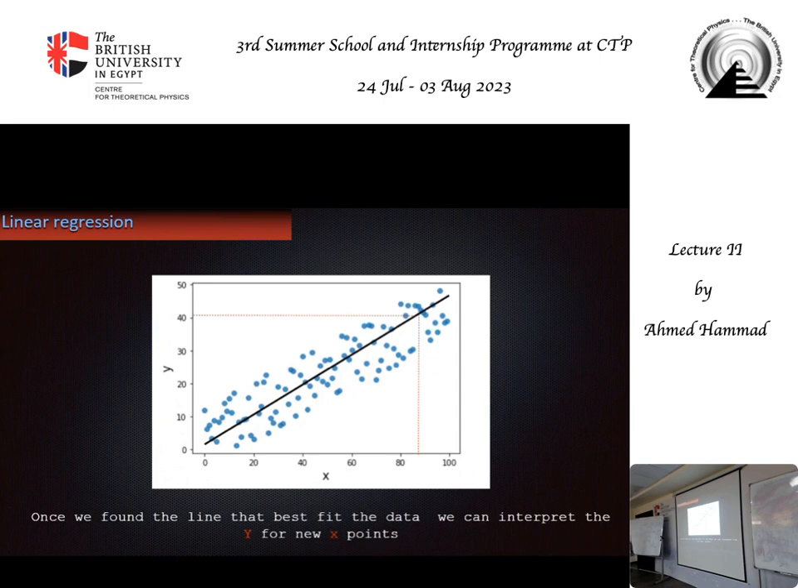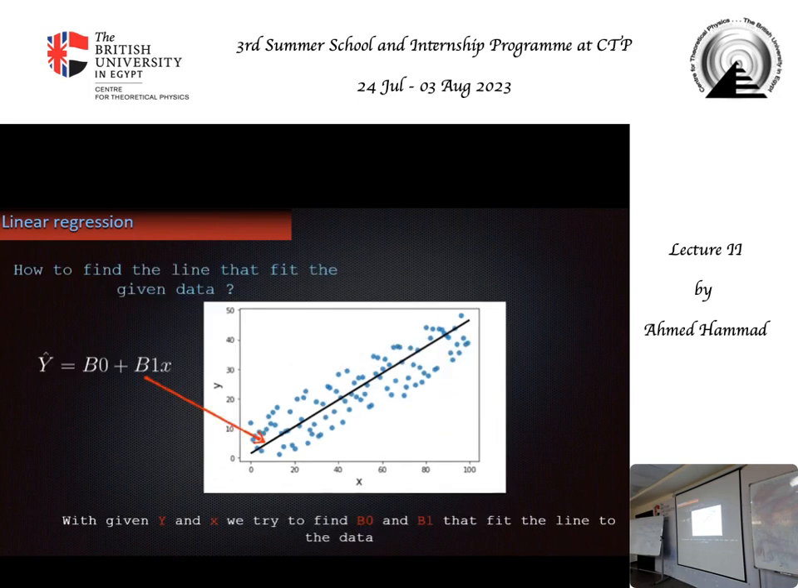But now the question is, how many lines can we draw over here that can fit the data? Infinite, right? So now the question is, how can we find the best fitted line to the data? That's the problem. The best fitted line gives us the best predictions and the best accuracy. Okay.